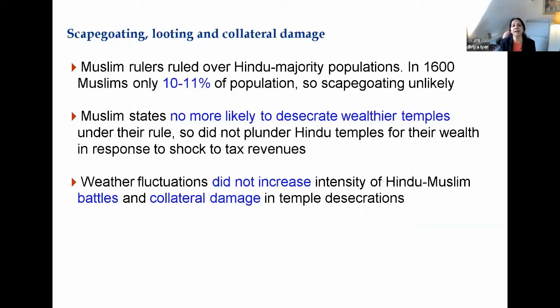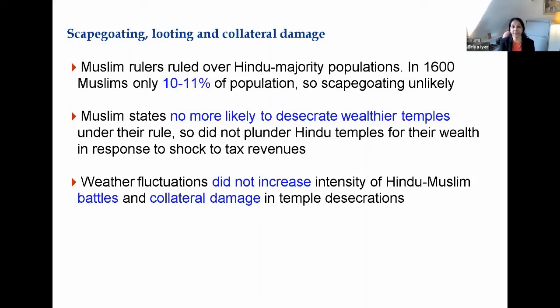And that's because the Muslim rulers were actually ruling over a Hindu majority population. In 1600, Muslims were only 10 to 11% of the population. That number stayed more or less the same under British rule. Today, Muslims are about 15% of the population. So scapegoating is not the reason why these desecrations were happening.